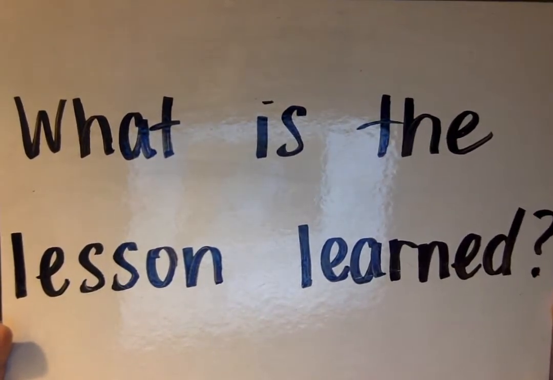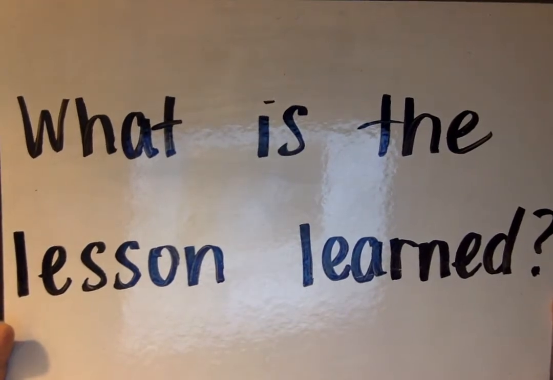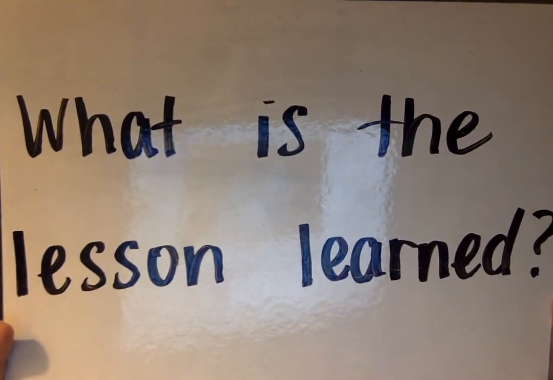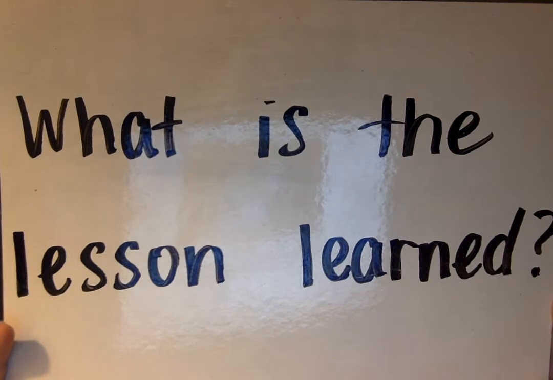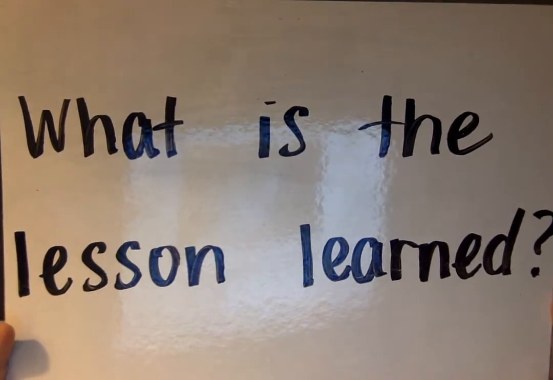So here are your options. A, it's very difficult to grow plants in China. B, it's always important to tell the truth. C, if you work hard, it will pay off in the long run. D, always listen to adults.